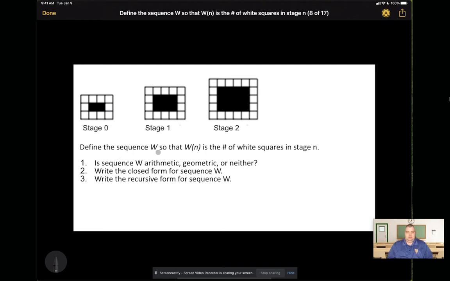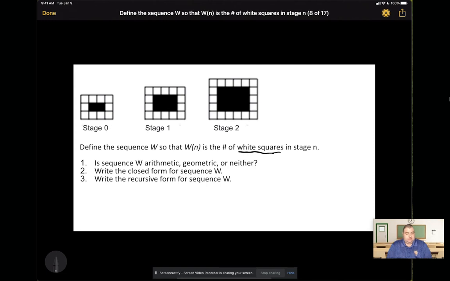Define the sequence W so that W of n is the number of white squares in stage n. So W stands for white squares in stage n. Is sequence W arithmetic, geometric, or neither? So let's first count the number of white squares in each shape.